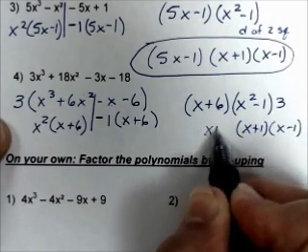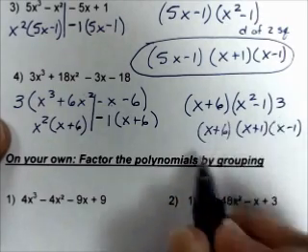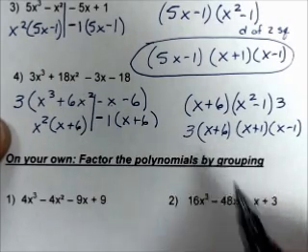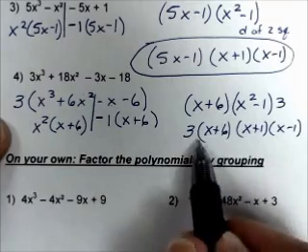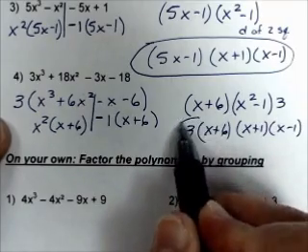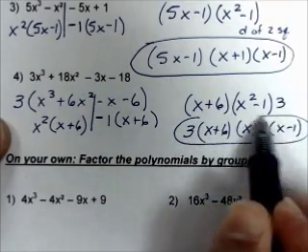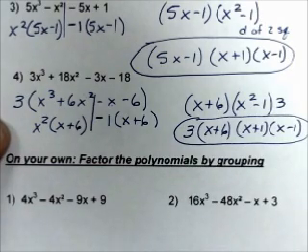Bring down the x plus 6. And I'll just put the 3. It's standard to write the number 3 out in front of your sets of parentheses instead of leaving it at the end like I had done above. So that's our final factorization. So stop the video and try the next 3 on your own.